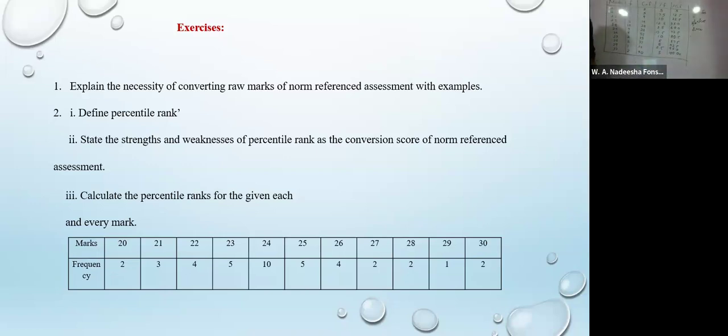Now we have to calculate the percentile ranks for each and every mark. So you can write PR 20 equal 5. Then PR 21 equal 12.5. So you have to calculate this column. That's it. Then you can write the answers. Is it clear?